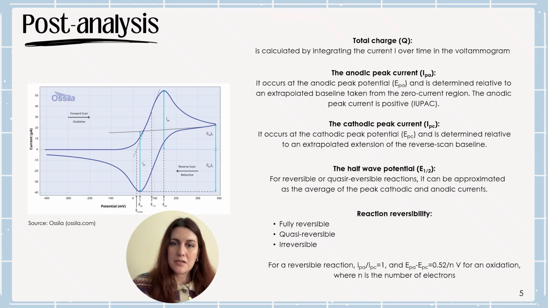Reactions are generally classified into three categories: fully reversible, quasi-reversible, or irreversible. So for a fully reversible reaction, certain relationships are expected. For example, the ratio of the anodic and cathodic peak currents should be close to 1, meaning IPA divided by IPC is approximately equal to 1. Additionally, the difference between the anodic and cathodic peak potentials should follow a predictable value of approximately 0.059 divided by n volts, where n is the number of electrons transferred in the reaction.